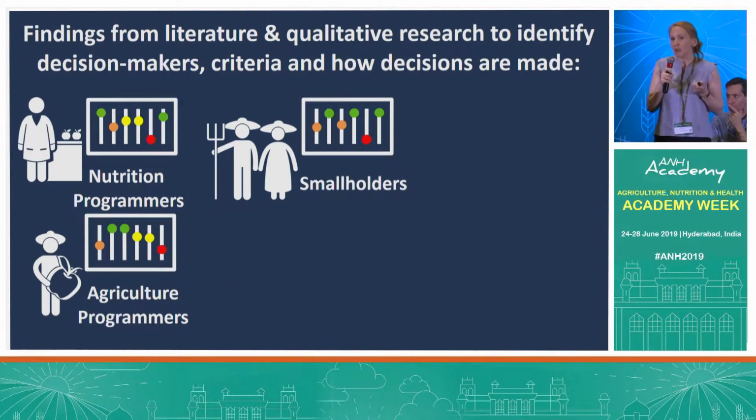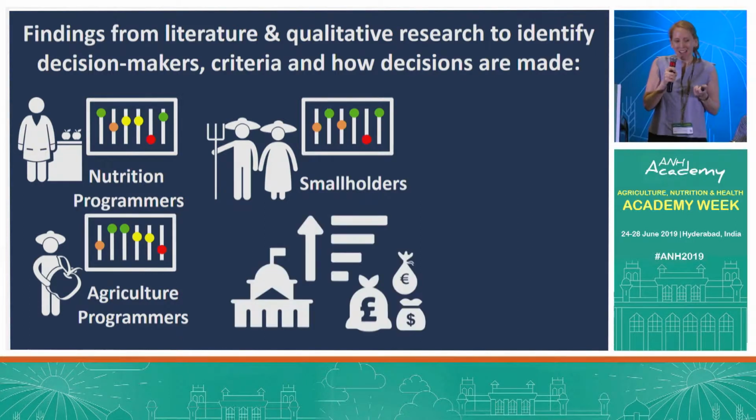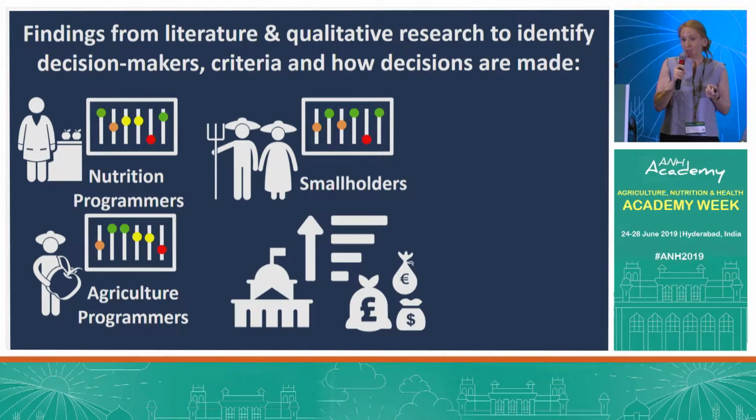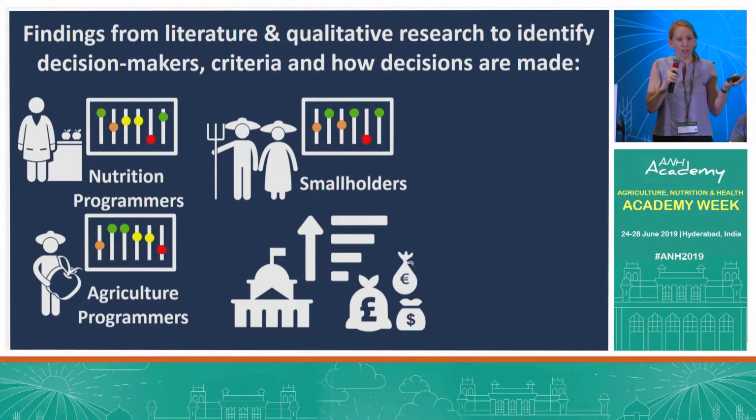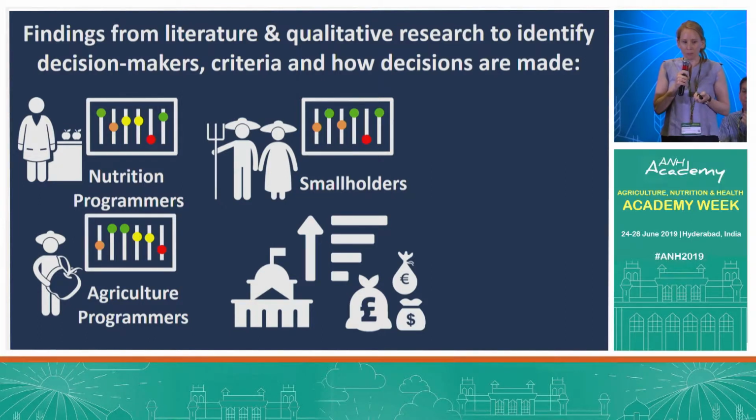That was not the only group that was coming in as important here. Government priorities and donor priorities were often seen as something that made the decision for a project from the outset. So if a particular government had maize as a priority crop, possibly coming in with something new was just not an option. So that's also to be considered.